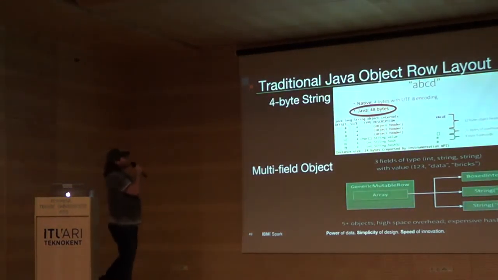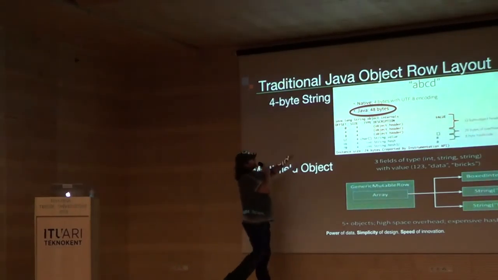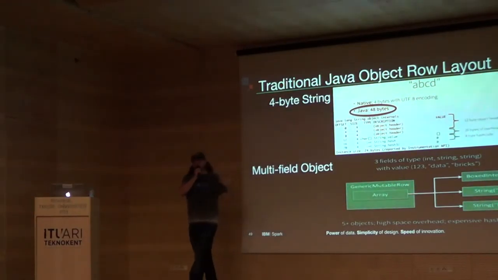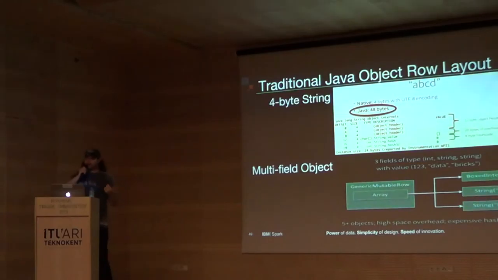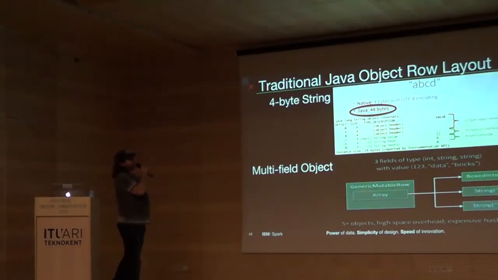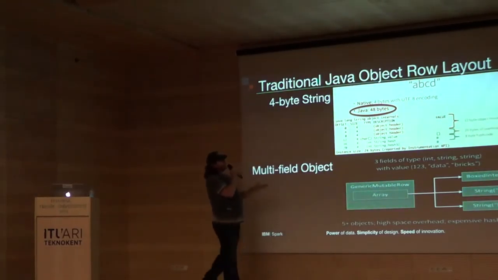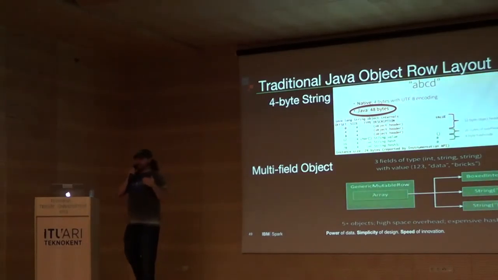So just to give you context as to why this byte buffer stuff is necessary, take a simple 4-byte string within Java. On disk, this is just 4 bytes. And then when you pull it into Java, now it's 48 bytes, right? Because you have object headers, and then you've got hash codes, all kinds of stuff going on. And if you have a multi-field object that has 2 strings and a boxed integer, that's the other bad thing about Java, the boxing.